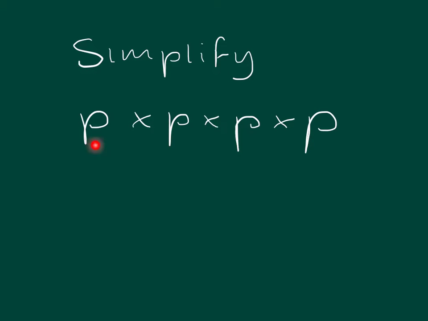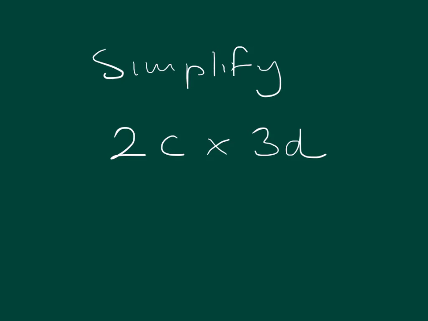If we simplify p times p times p times p, our answer is p to the power 4. If we simplify 2c times 3d, do 2 times 3 first, which is 6, then do c times d, which is just cd.